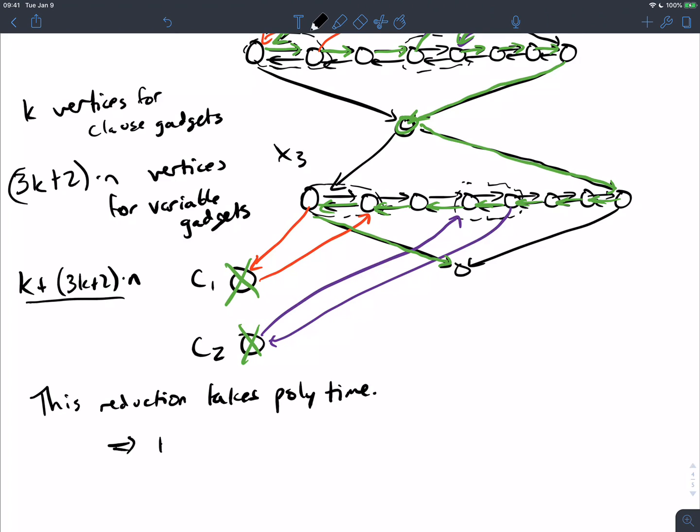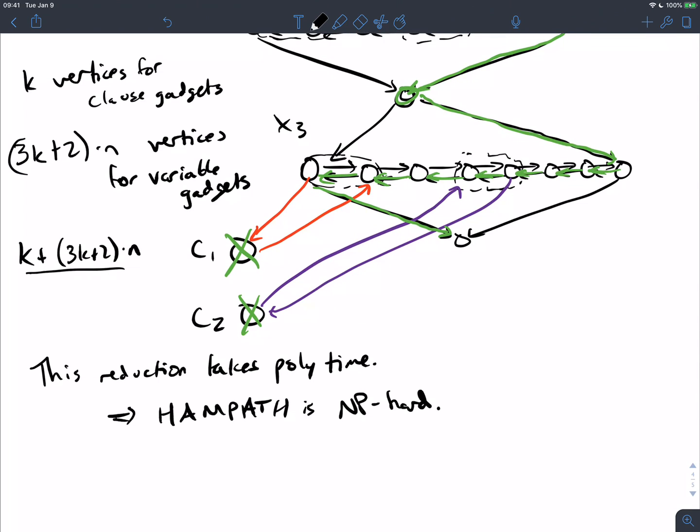And therefore, we can say that HAMPATH is NP hard. Any questions on that? Yeah. Square that. Yeah, so if we call that number of terms t, then there are at most t squared edges. But the exact number is not at all important here. All I'm saying is that it's some polynomial, therefore we're all set.